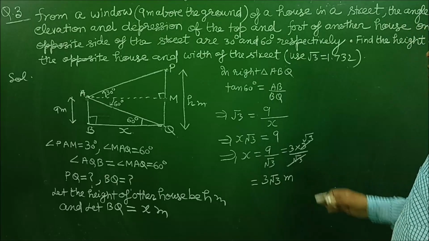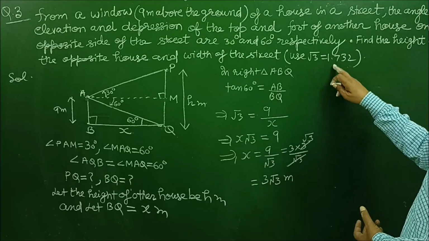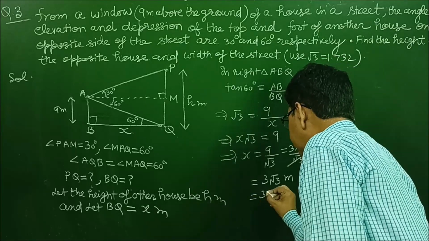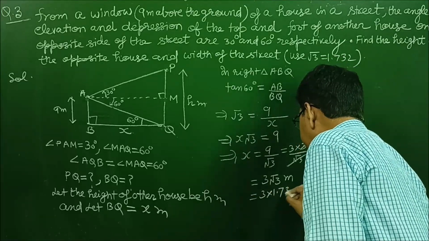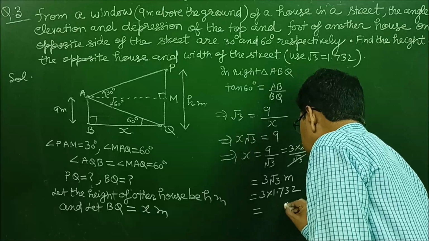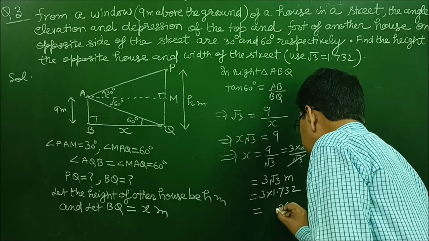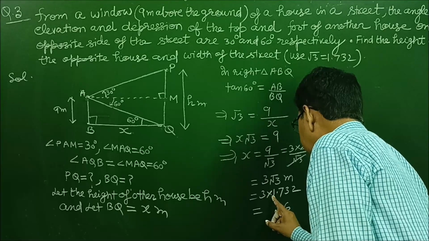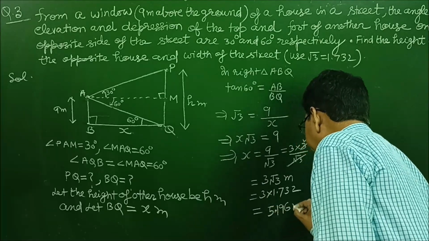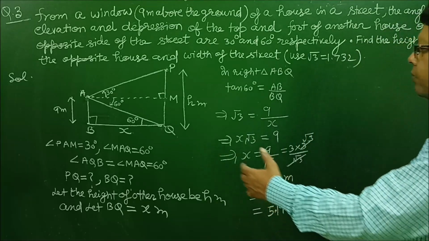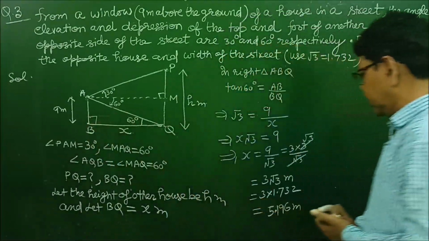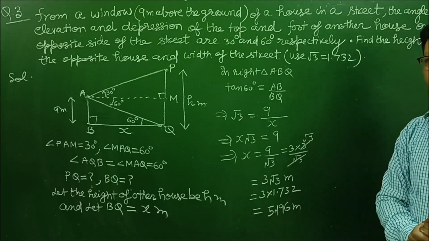And if we want to calculate it in exact terms, we can use this value, it is given. So 3 into 1.732, that is 3 twos are 6, 3 sevens are 21, and 3 ones are 3, and 5.196 meter. So we have calculated that the width of the street is 5.196 meter.